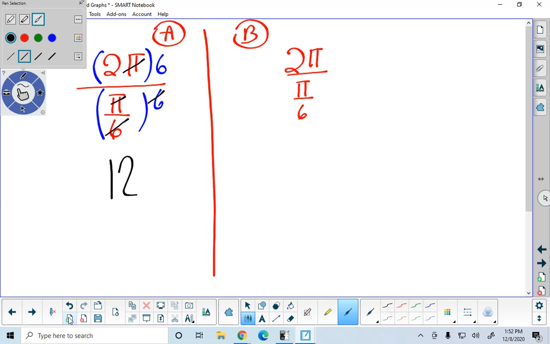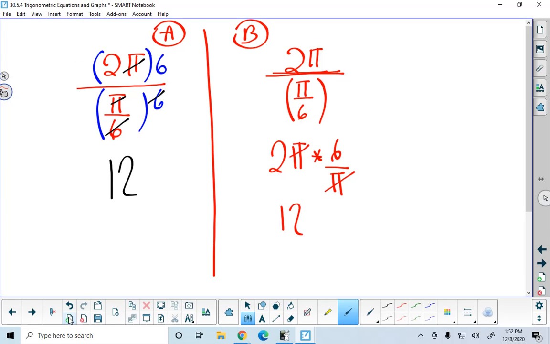However, many of you will have been taught that when you're dividing by a fraction, you multiply by the reciprocal, so the pi's cancel and you get 12. By typing in chat, how many of you would do A in the future, and how many of you would do B in the future?